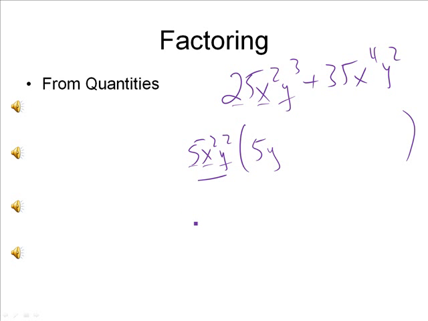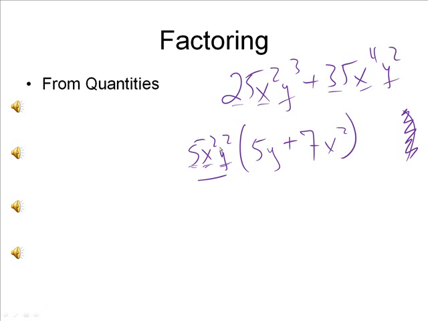Notice with the variables, all we have to do is subtract. 2 minus 2 was 0, so we don't have to write it. 3 minus 2 was 1, so we just have to write it once. Looking at the next term, 35 divided by 5 leaves us with 7. x to the fourth divided by x squared, 4 minus 2, leaves us with x squared. And then y squared divided by y squared, 2 minus 2 is 0. So that's it, we're done. We can put our parentheses right there and call it done. That is factoring out the greatest common factor.